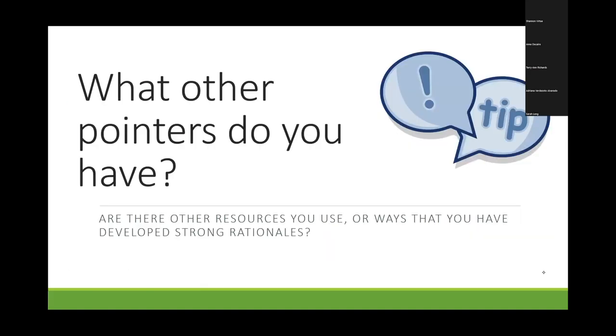So with that, let me turn it over to you, Mia, any pointers that you might have, additional thoughts or reflections you have on some of what I covered here.